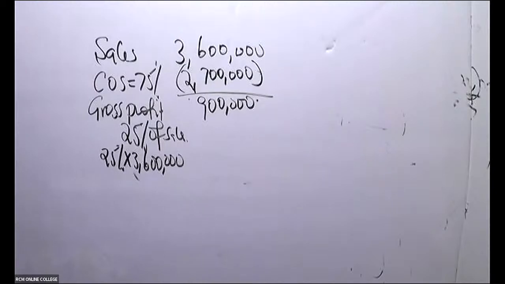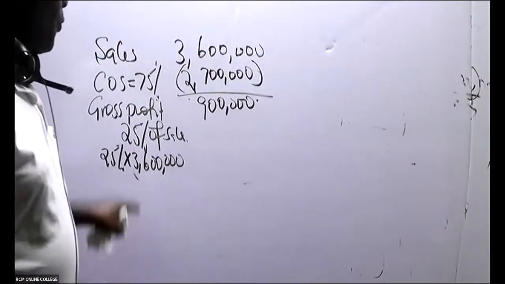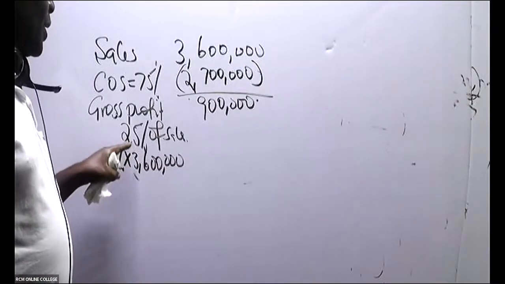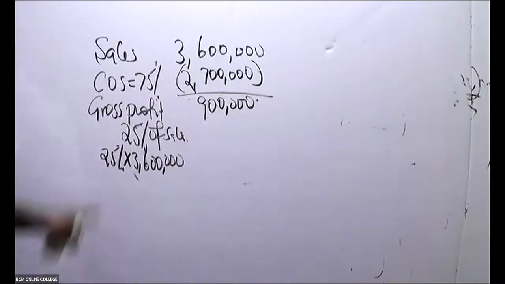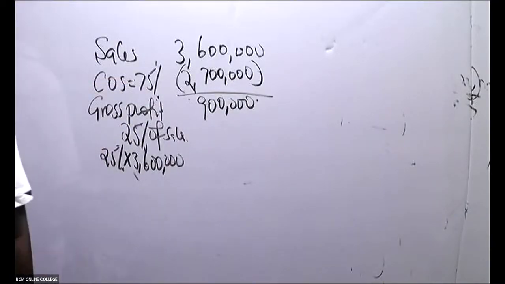Up to here, are we together? All right. How about the other students? Are they able to follow? Because if gross profit margin is 25%, then the cost of sales will be 75% because the two must add up to 100%. Thank you very much.